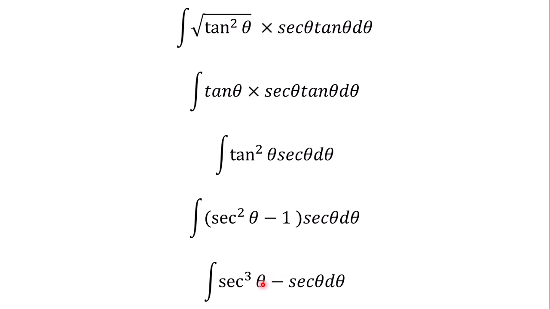Alright, now let's split it. Integral of secant raised to the power 3 theta d theta minus integral of secant theta d theta. Here we are going to solve them separately. You call this one A and this one B. So you're going to start with A.